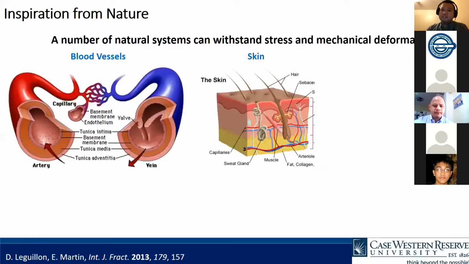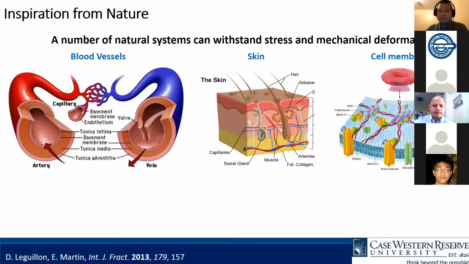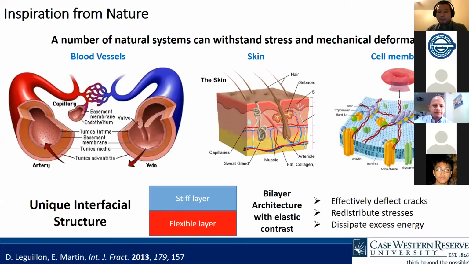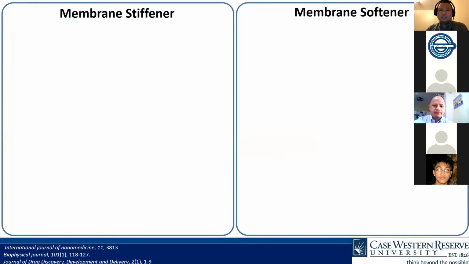Your blood vessels, your skin, your cell membrane. What's common among these three is that they have a unique interfacial structure composed of a stiff layer and a flexible layer. This bilayer architecture with elastic contrast has been shown to effectively deflect cracks, redistribute stresses, and also dissipate excess energy. For our nanobubble formulation, we incorporated a membrane stiffener and also a membrane softener.